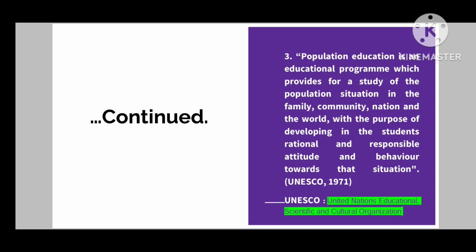Population education is an educational program which provides for a study of the population situation in the family, community, nation and the world, with the purpose of developing in the students rational and responsible attitude and behavior towards that situation.